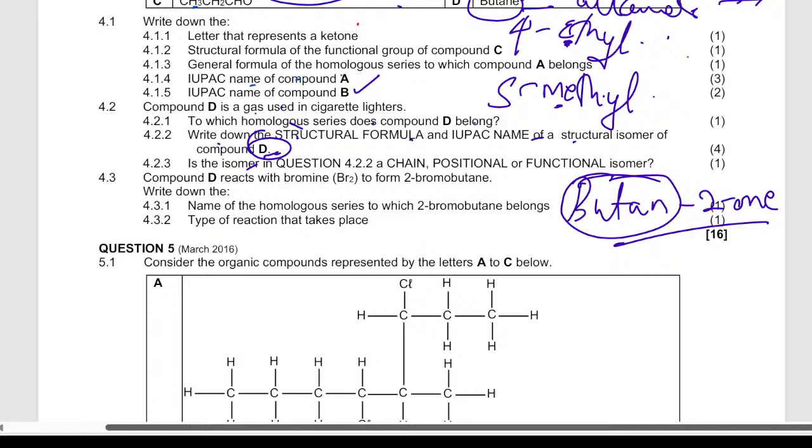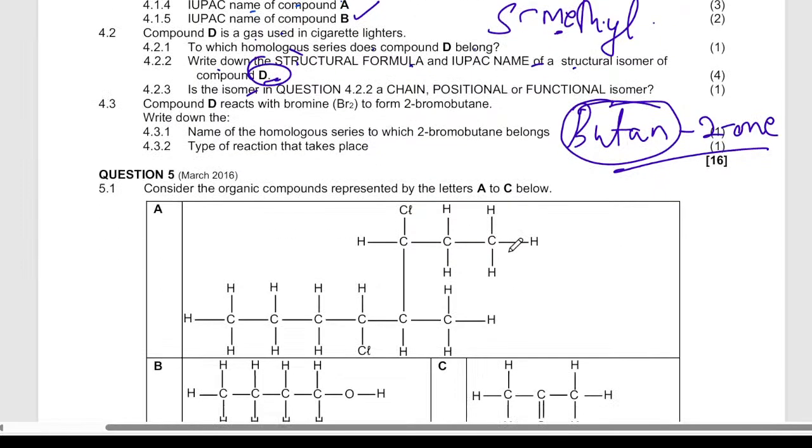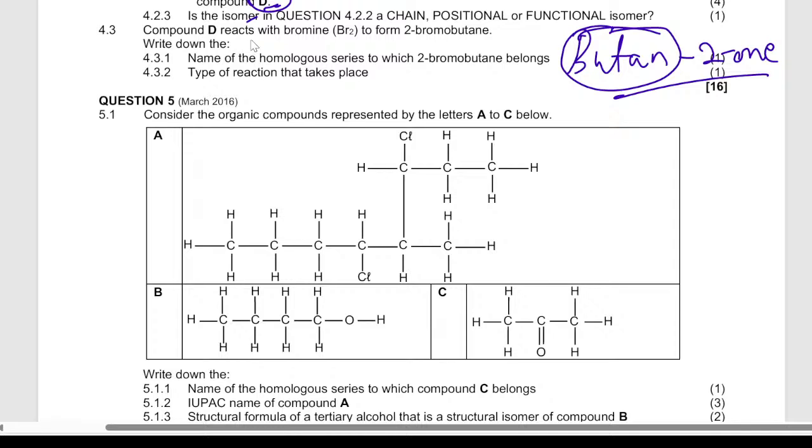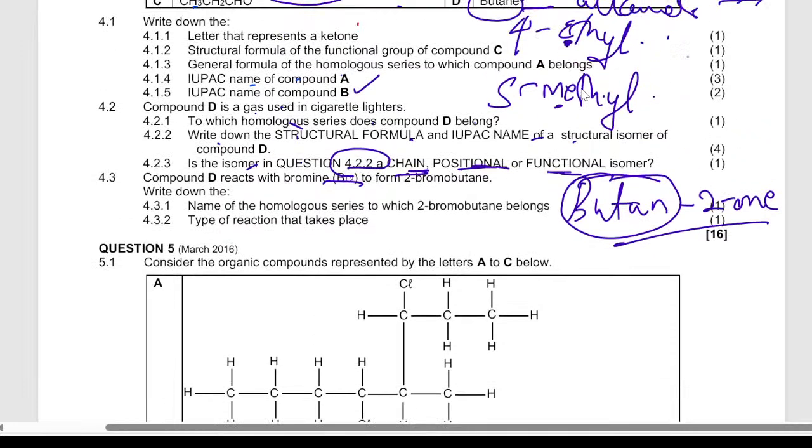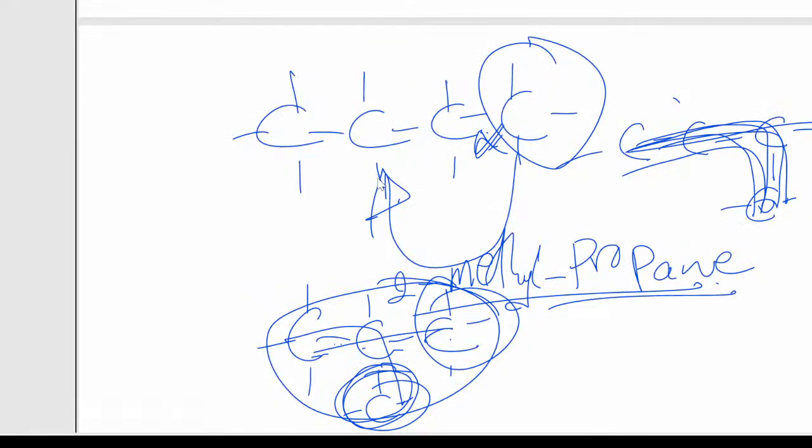The next question. They're saying that compound D reacts with bromine. Whenever you talk about a compound which reacts with bromine... They're saying it is an isomer of this: a chain isomer, position, or function? Isomer of two. Yes, we said it is a chain isomer.